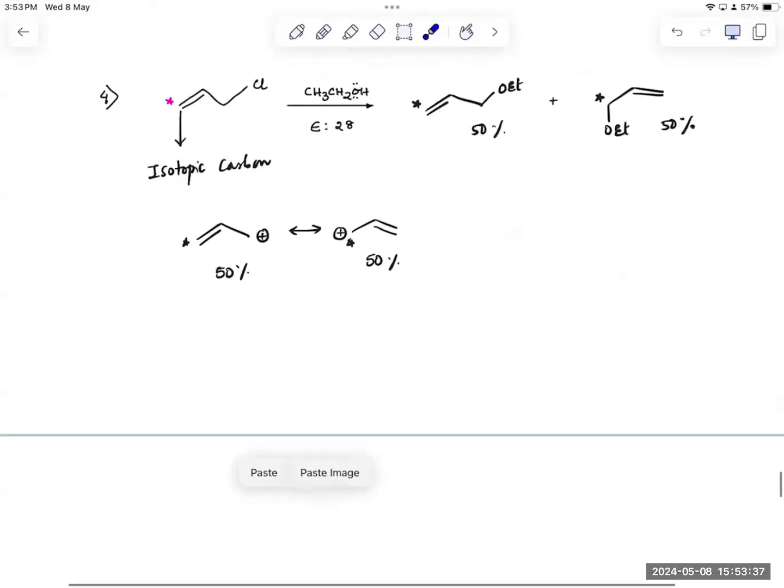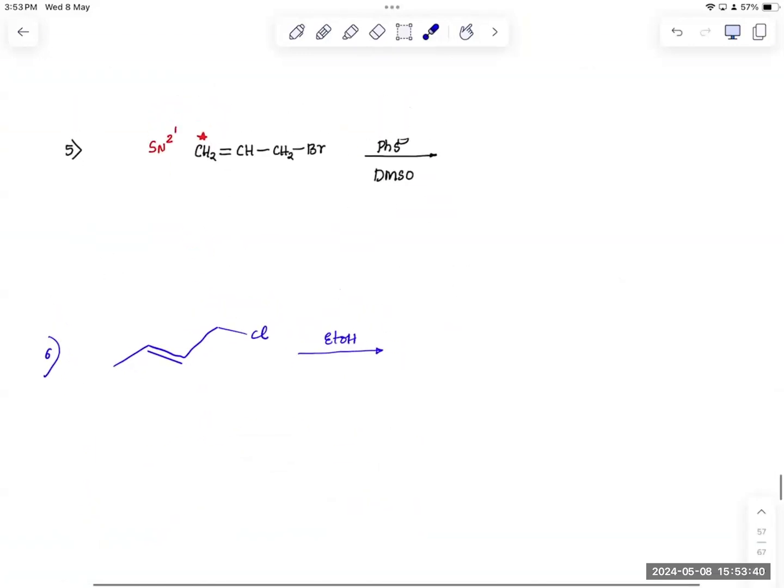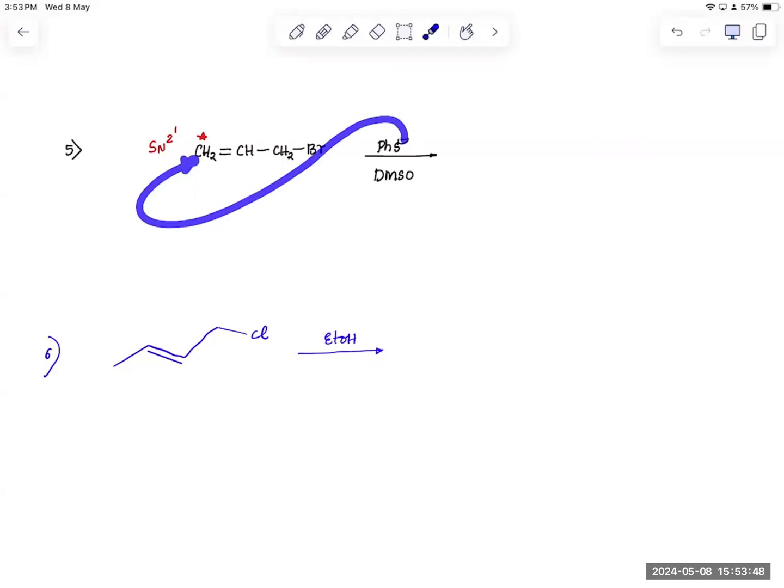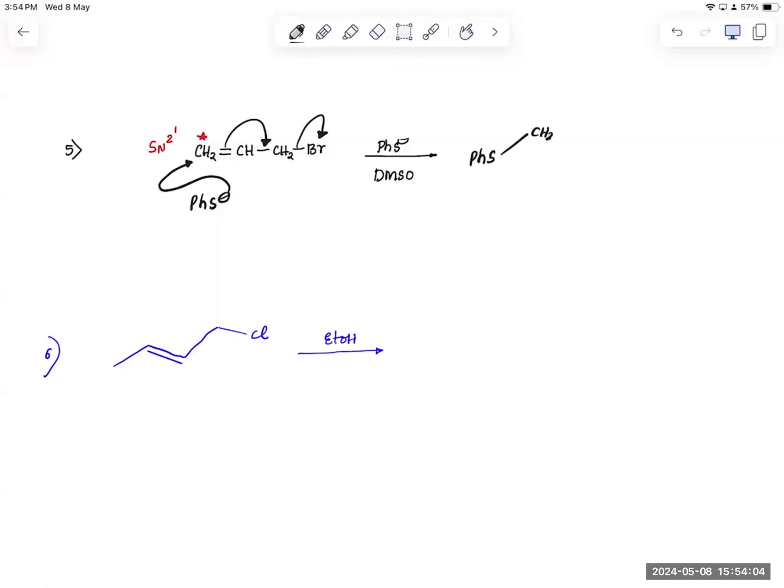Finished? Right. Next one. This we discussed. This is an SN2 dash where you have an allyl position. This is where it will connect. Br will go from here. So the reaction would happen like this. PhS minus will connect from this end. Br will leave and the double bond will shift here. So we will get PhS connected to CH2 with CH double bond CH2, and this is where we have the center. So this is the major product which you will get.